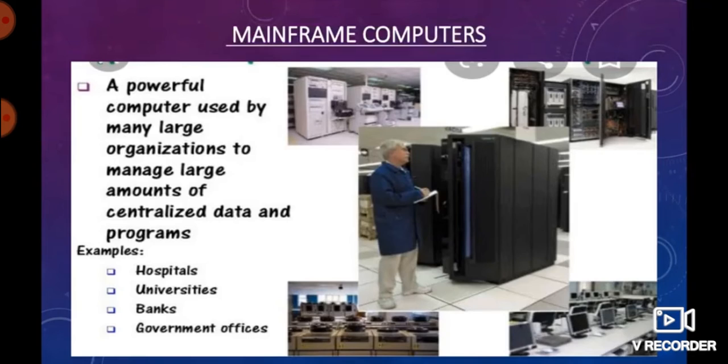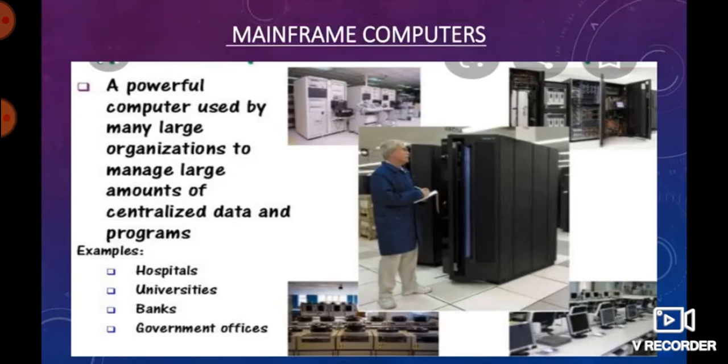Minicomputers also carry out millions of calculations or millions of tasks in a short time. They take less time in comparison to microcomputers, but more time in comparison to mainframes and supercomputers. And if we talk about the size, the size of a supercomputer is larger than a mainframe, and mainframes are larger than minis but smaller than supercomputers.